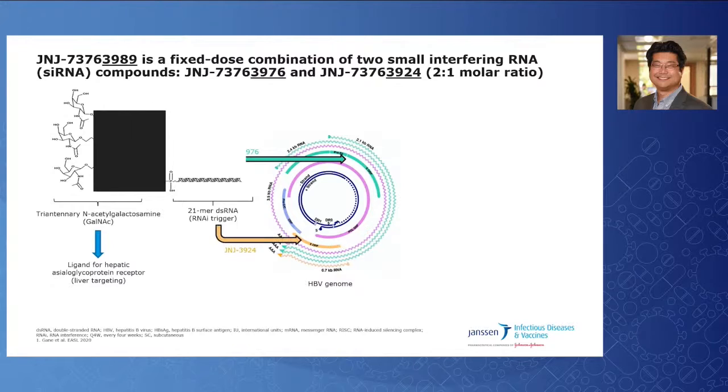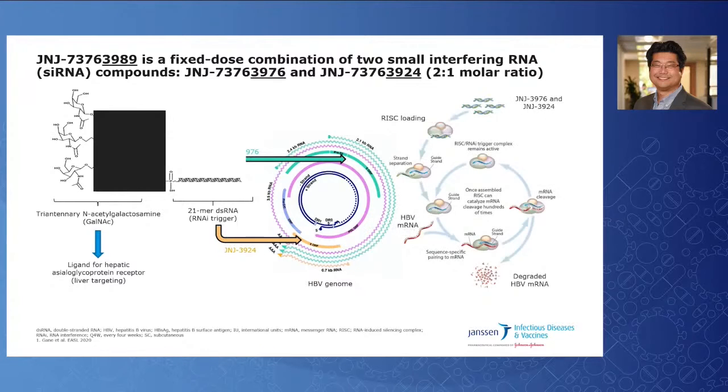Together, the two RNA triggers are designed to target all HBV RNA transcripts derived from covalently closed circular DNA, as well as transcripts derived from integrated viral DNA. Once delivered to the hepatocyte, the triggers are internalized and become loaded onto the RNA-induced silencing complex. The loaded RISC then cleaves HBV mRNA in a sequence-specific manner. This activity is continuous, allowing for once-monthly dosing.